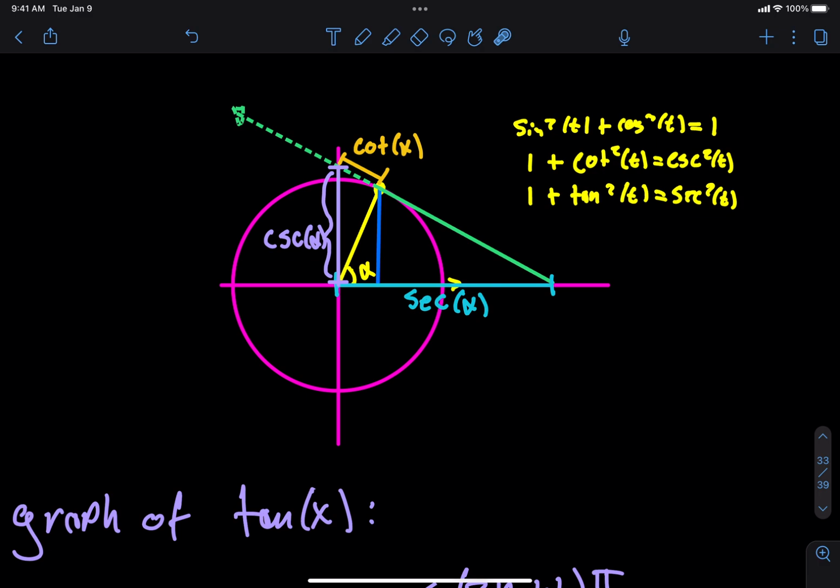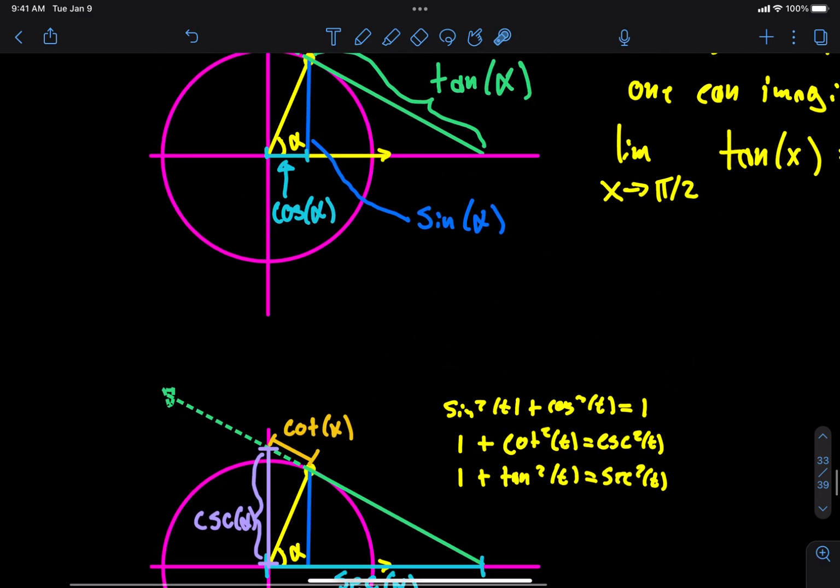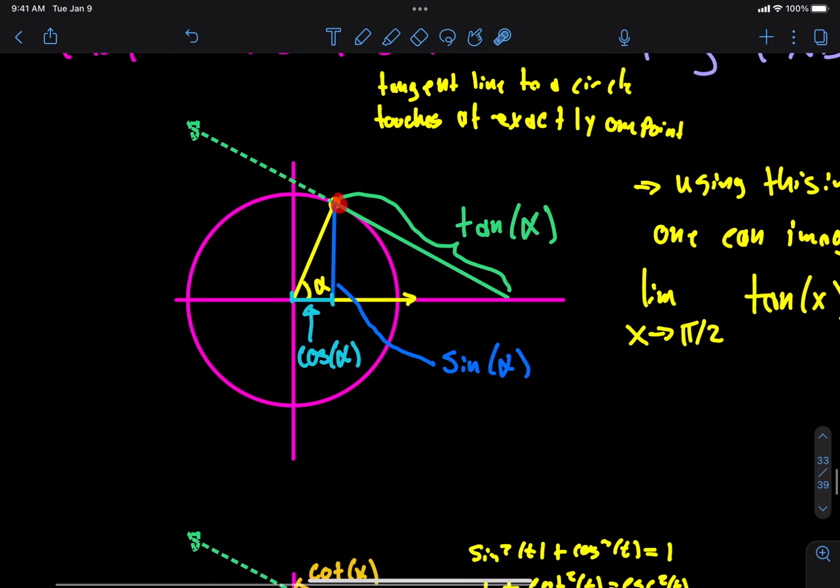I don't personally really keep this memorized. Maybe I will from now on. But what I just remember is that there is some kind of actual geometric interpretation of what secant, cosecant, and cotangent are in terms of the lengths of these triangles that we put inside and outside of this circle. But I do think it's helpful to remember this one.